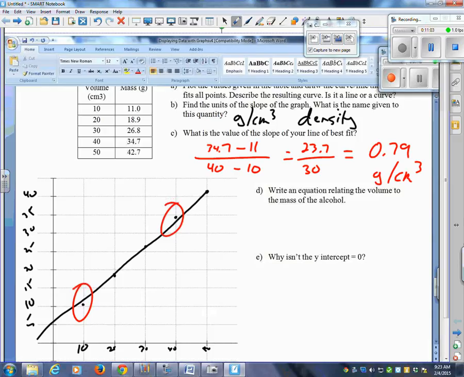Write an equation relating the volume to the mass of the alcohol. How do you write an equation? Remember, the general form of an equation is y equals mx plus b. Remember that from about grade 10 math? Grade 9? I don't know. So y equals, the m is this new slope I've got, 0.79x. What's the b value? Well, it's this point here, right? Could you actually solve for it?